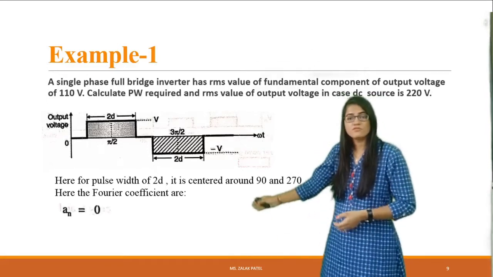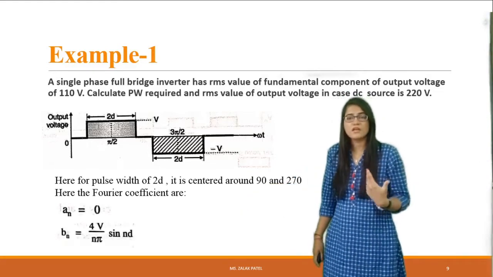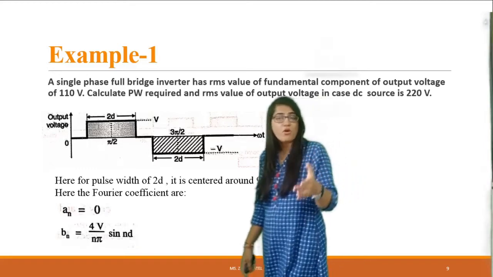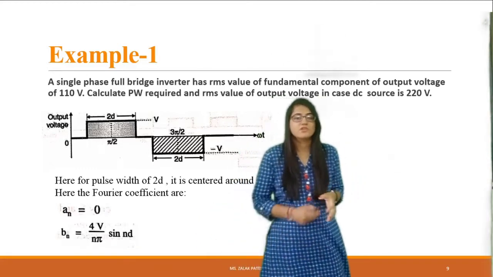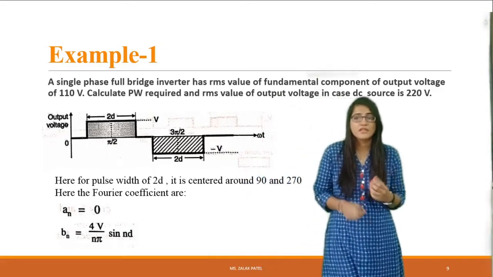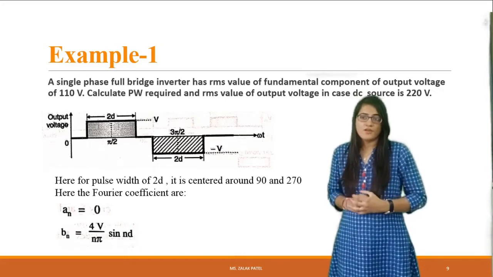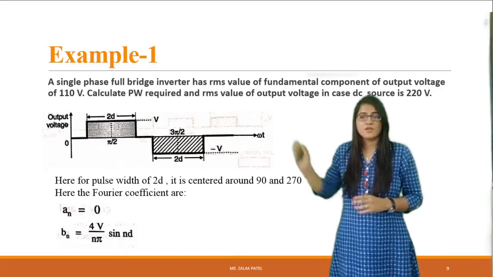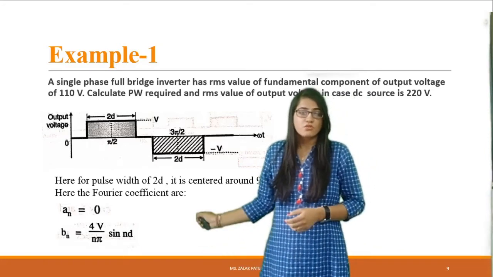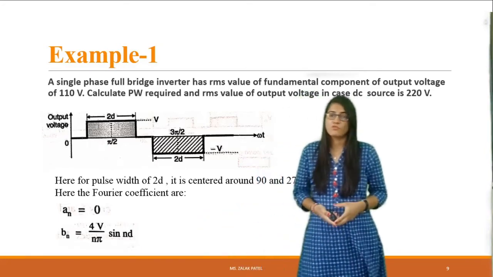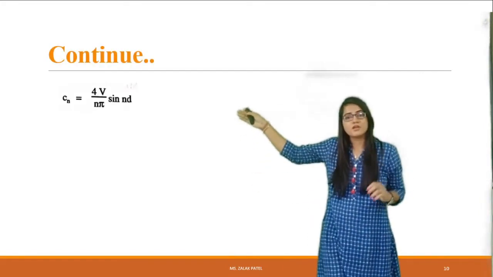The Fourier coefficient an is equal to 0. Obviously, for dn, we take the case of odd harmonics. So we use the equation of dn as 4b upon n pi sin nd. If it is clearly mentioned that even harmonics are there, then you have to take the value 0. If no data is mentioned in the problem statement, you should go for odd harmonics. So 4b upon n pi sin nd for dn, and the coefficient cn for the harmonics is 4b upon n pi sin nd.